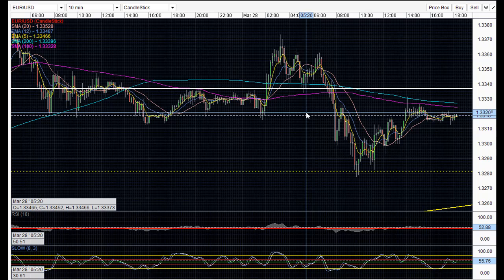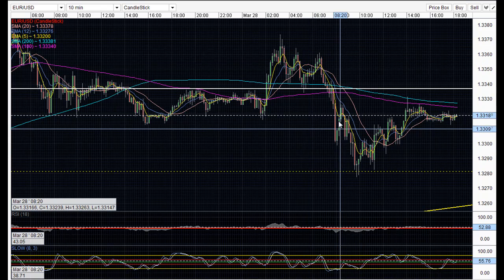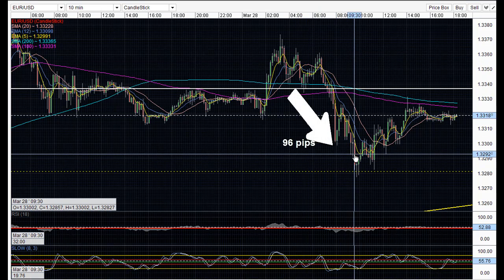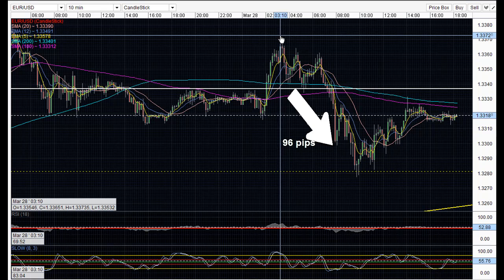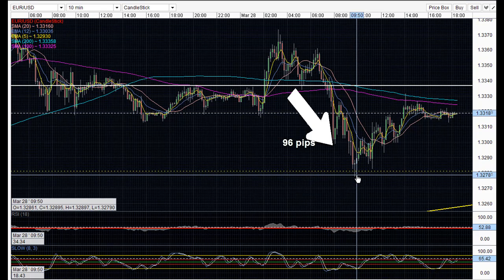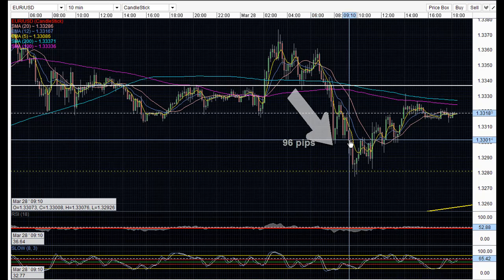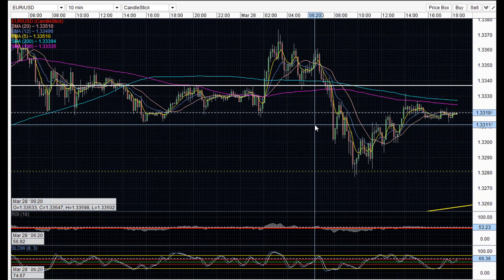But despite all of the uncertainty in the market, the pair had managed to only form an intraday high and low of about 96 pips. You can see that the high was at 33.74 and our low for today was at 32.78, and the pair had only managed to trade within a range of 96 pips. So this is really quite low for this currency pair, and it's just another indicator of the market indecision and uncertainty.